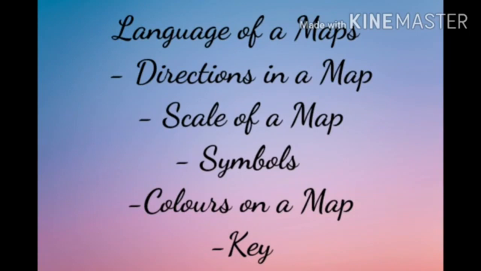Next one, key. Children, what is a key? Yes, a key explains what each symbol or color on a map represents. See, the key of the map is also called the legend of a map. Children, the language of the map, that is colors, signs and symbols, are used to show things on a map.